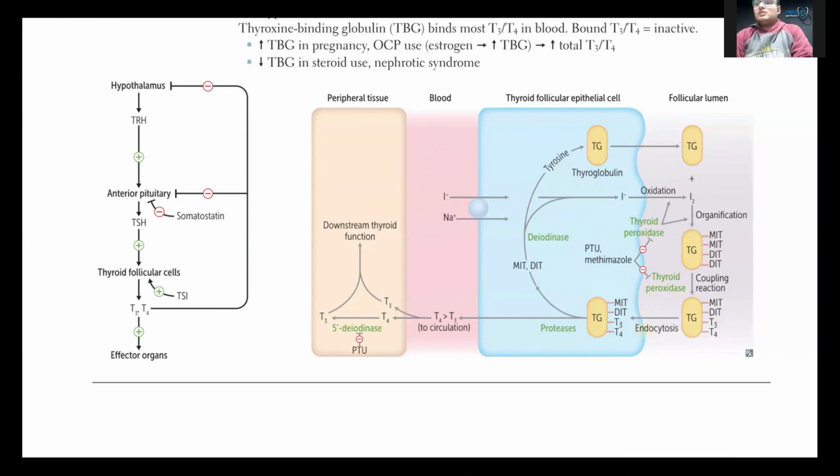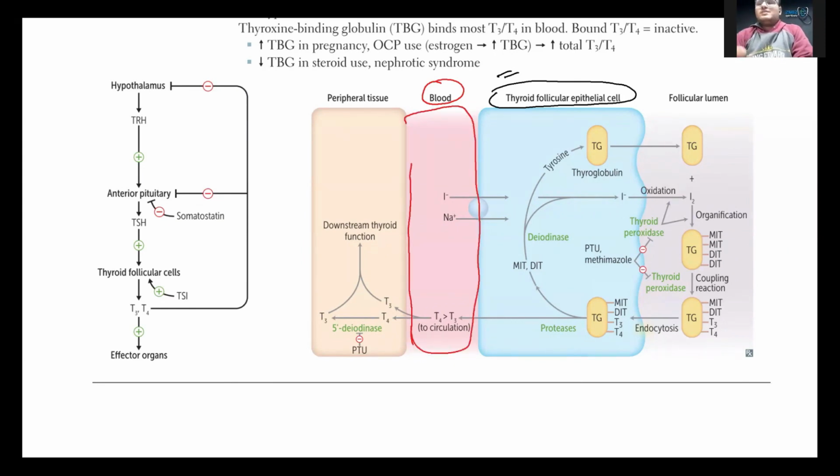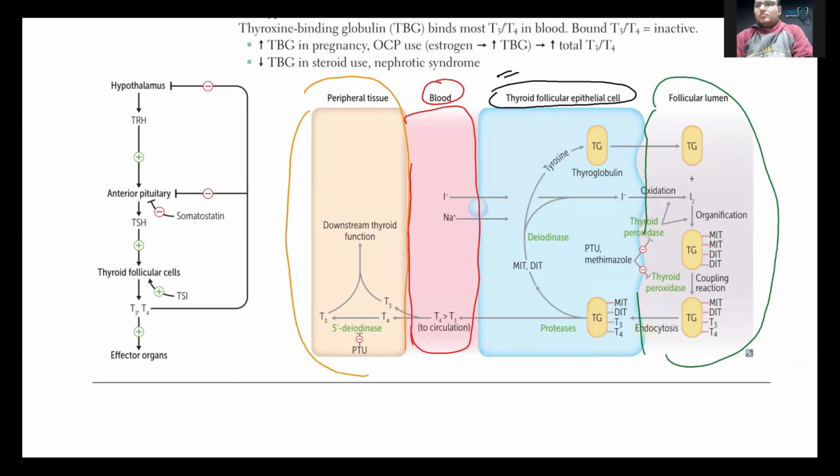In the thyroid follicle, there are epithelial cells where the hormone is produced, the thyroid follicular epithelial cells. These cells are associated with the blood, this area. This is the blood. Next, you should know there is a lumen, denoted by this area. This is the lumen. And last is the peripheral tissue, beside this blood area. So you should know these.